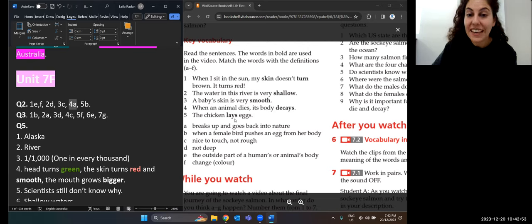The chicken lays eggs. To lay an egg means when a female bird pushes an egg from her body, to lay an egg. So birds lay eggs.